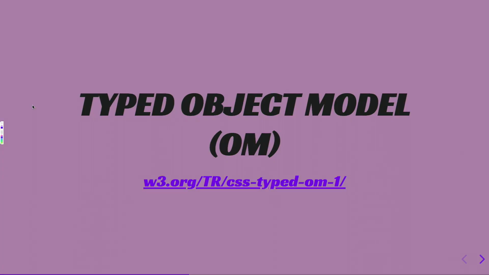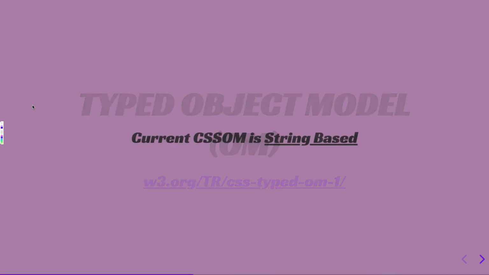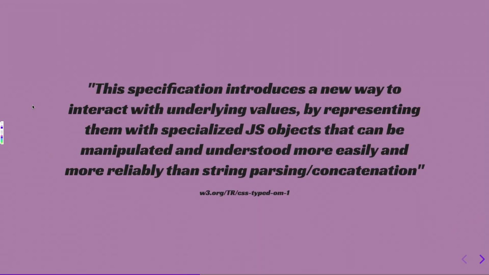Okay, so now I'm going to talk about the typed object model, which is the second most supported property right now. And what this is trying to do is improve the performance of our CSS. So right now, the current CSS object model is string-based, and that means that the browser has to go through and read all of that text as strings and then parse it, concatenate it. So this spec introduces a new way to interact with underlying values by representing them as specialized JavaScript objects that could be manipulated and understood more easily and more reliably than that string parsing and concatenation, which the browser does today.